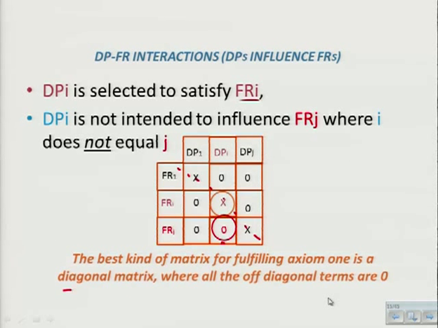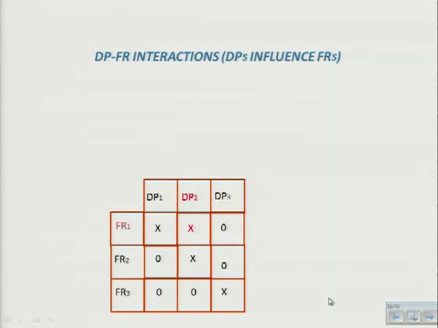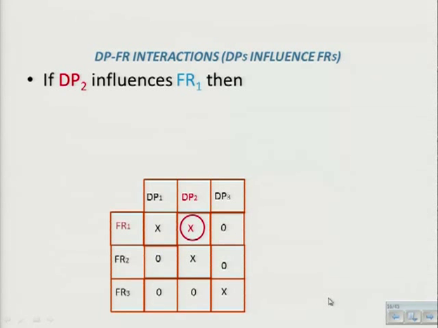So the nice thing about a diagonal matrix, as you may have figured out, is it doesn't matter in which order I adjust the DPs. I can use any order I want, and I won't have to iterate in order to try to get a solution. So what do we do when dP2 influences FR1?